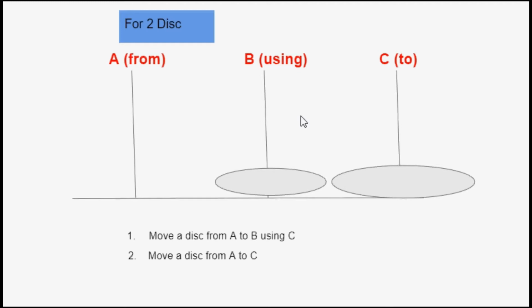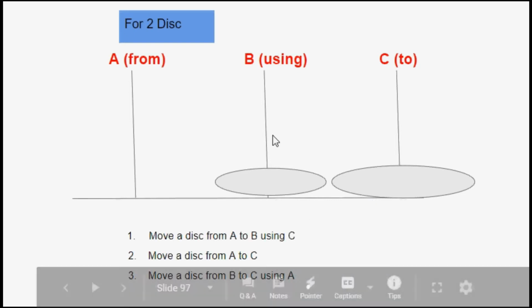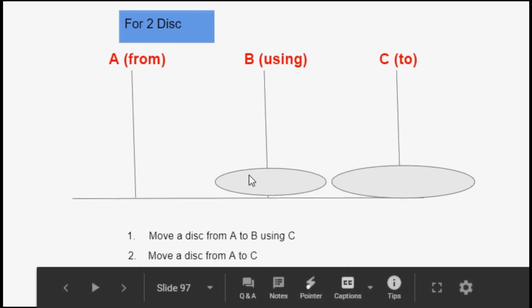Once this has been done, now we notice that tar B is also holding some disk. Which one is the target tar? That is tar C. So I am supposed to place all the disks in C. Okay, so we are going to follow one more step, that is move a disk from B to C using A. So what I'm going to do, I'll move the disk from B to C.